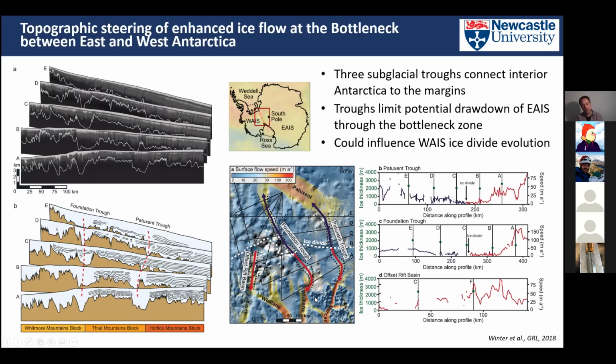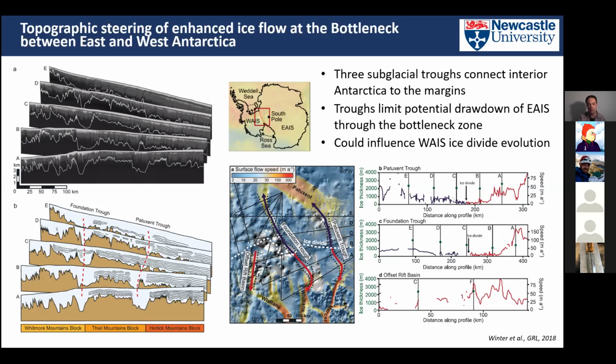What Kate postulated in this paper was that these troughs actually limited the potential downdraw of East Antarctica through the bottleneck zone because of their orientation and the orientation of the high subglacial topography in this area. But there was a potential, either as a result of large-scale oceanographic forcing or internal dynamical change, perhaps in the Whillans and the Kamb ice streams, that these could play a role in ice divide evolution for West Antarctica potentially. So that was something that we speculated on in the paper.